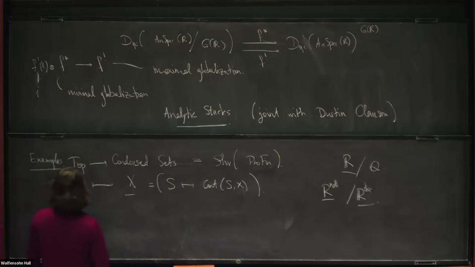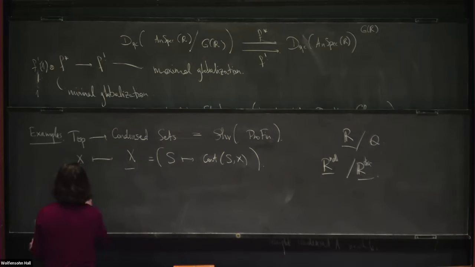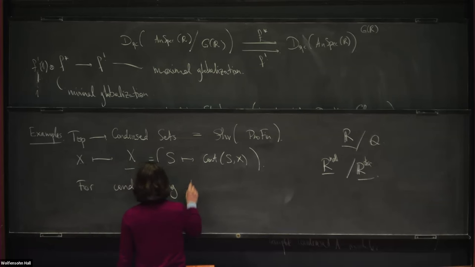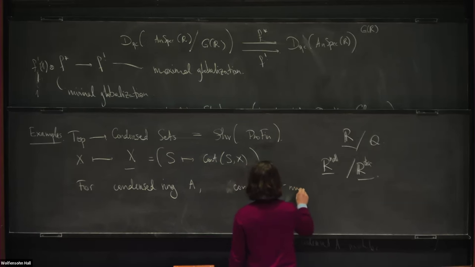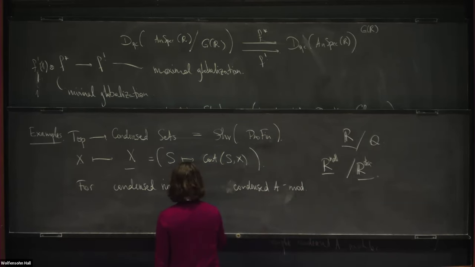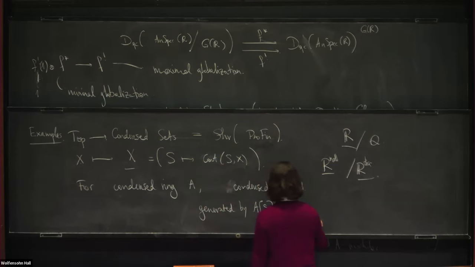Right? And so, yeah. So basically throughout, we replace in all our homological algebra, every occurrence of something like a topological ring, topological module, whatever, it's always replaced by its condensed incarnation. And so then for a condensed ring A, the category of condensed A-modules is an abelian category, which is generated by A adjoin S, where S is a profinite set.